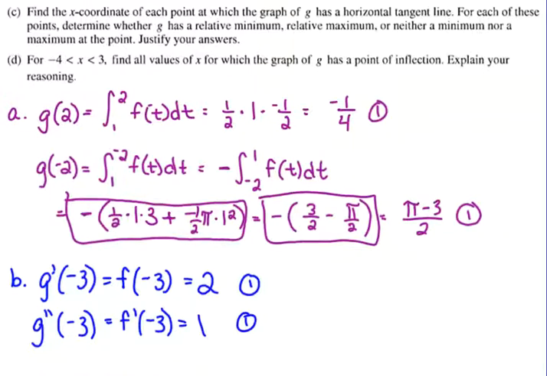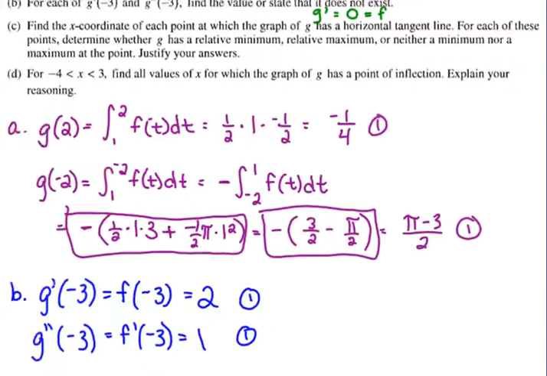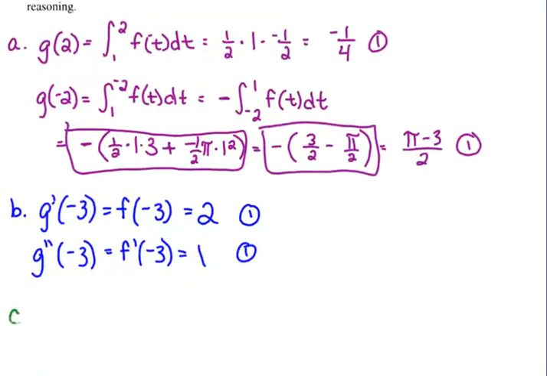Part C, find the x-coordinate of each point at which the graph of G has a horizontal tangent line. Okay, so let's think about this. G has a horizontal tangent line, so that means it has a maximum or a minimum. So if G has a maximum or a minimum, then G prime is going to equal 0. G prime is equal to F. It says for each of these points, determine whether G has a relative minimum, relative maximum, or neither at that point. So as you're thinking of that, you definitely need to write that down. You need to say G prime equals F equals 0. You get 1 point for considering that right there.